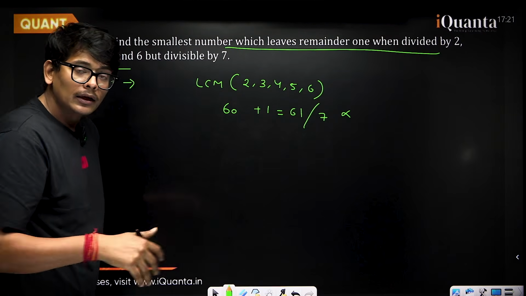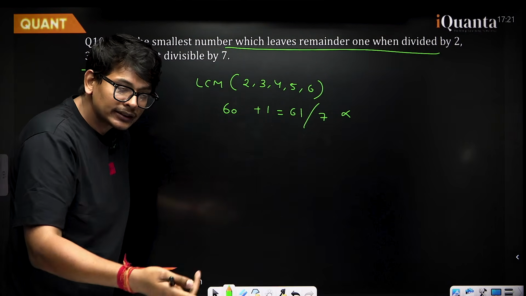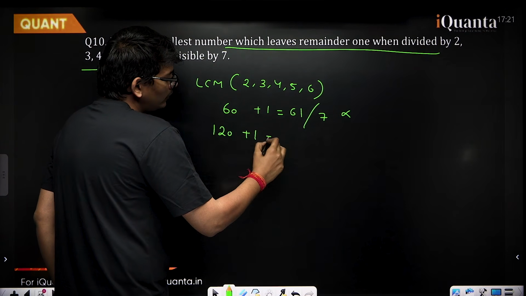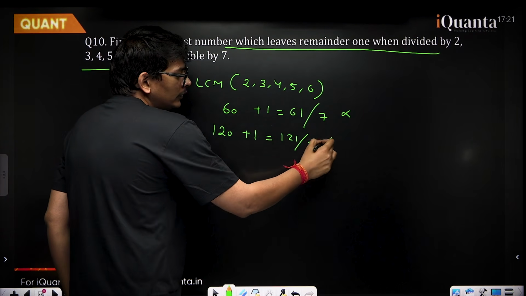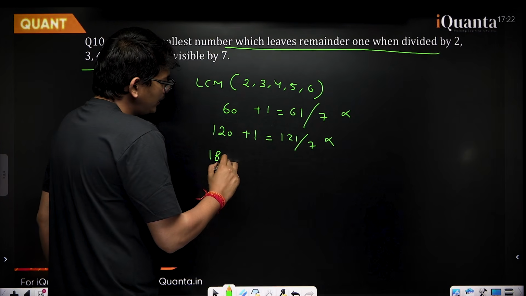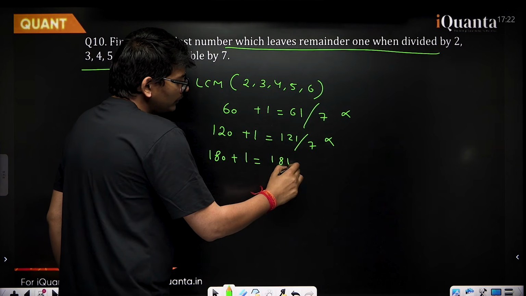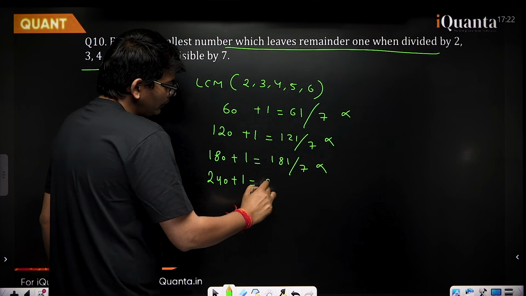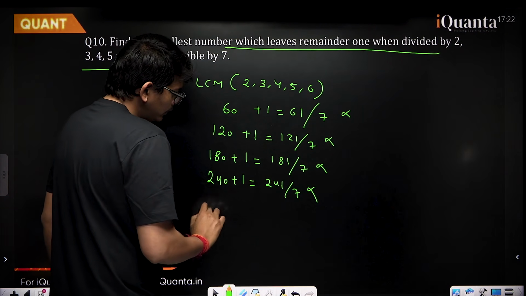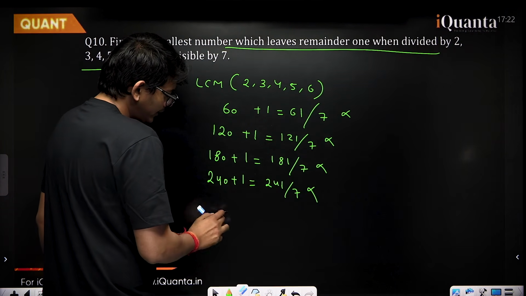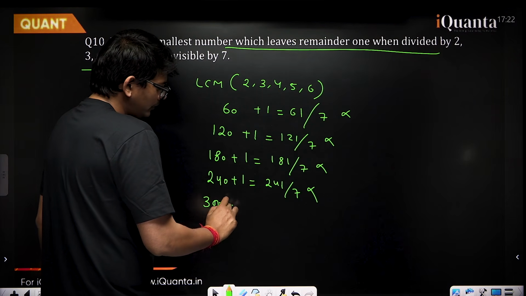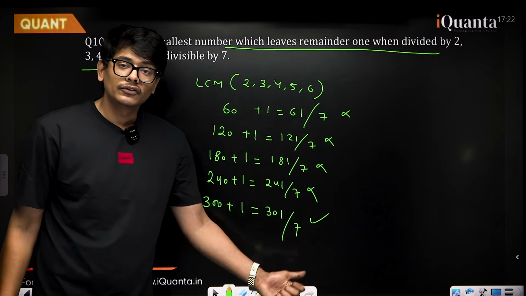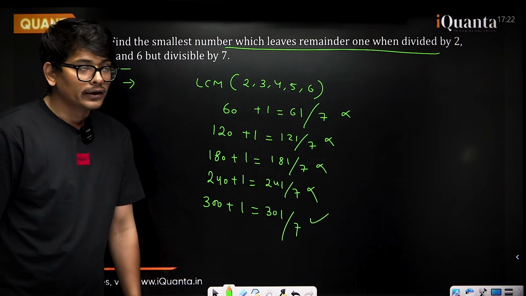No. Now what we will do? We will go for the next multiple of LCM, that is 120 plus 1, 121. No. 180 plus 1, 181. No. 240 plus 1, 241. No. 300 plus 1, 301 divided by 7. Yes. So the answer for this question will be 301.